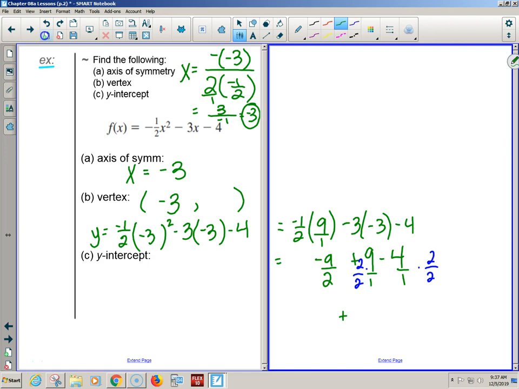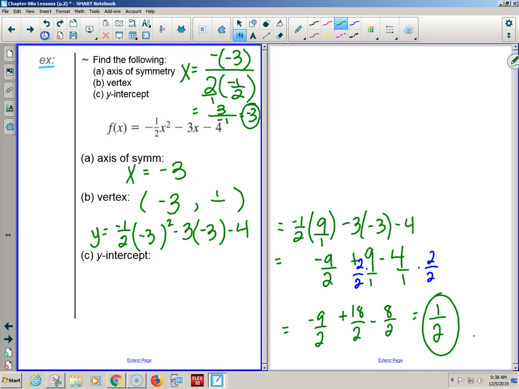So then I end up with 18 halves, and 8 halves, and -9 halves. If I can make them all halves, it's like, all right, I got it. -9 plus 18 is 9. 9 minus 8 is 1. Oh! Maybe that wasn't as bad as I thought.